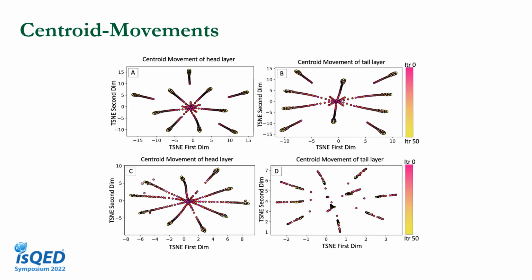In this picture, we show the centroid movement of each of the classes for two models trained on the MNIST and CIFAR10 datasets. The red color represents the early iterations and the yellow color shows the later iterations. The X and Y axes are the t-SNE representation of the centroids in two dimensions. As it shows, going from iteration 0 toward iteration 50, the centroids move apart from each other. But at the later iterations, this movement is small.